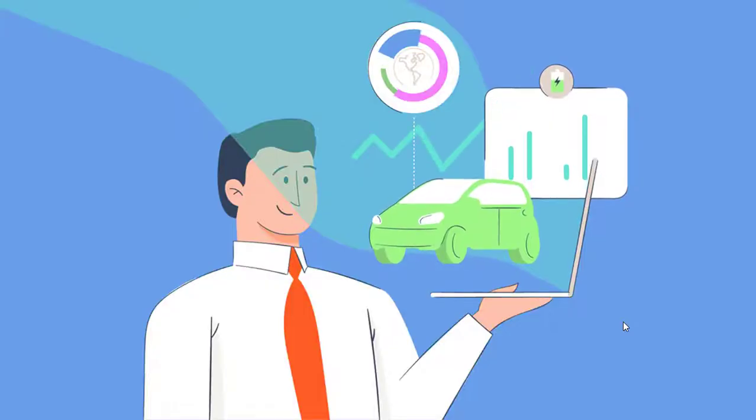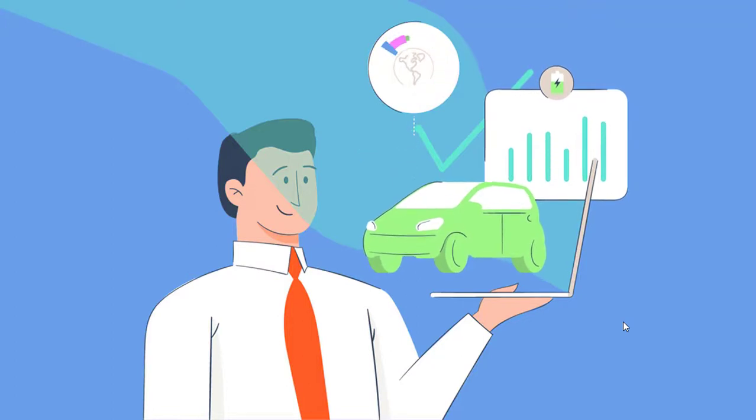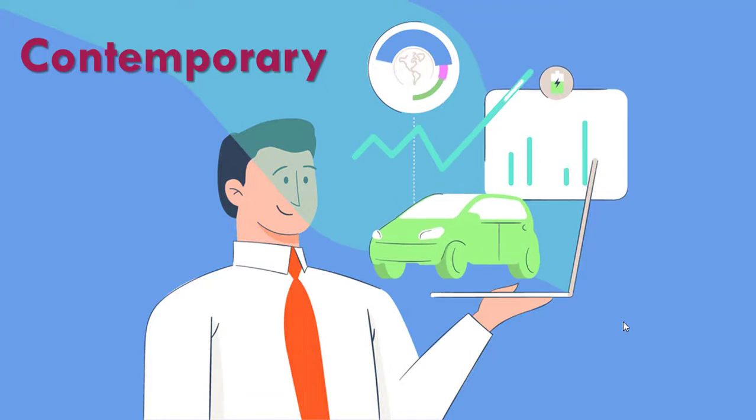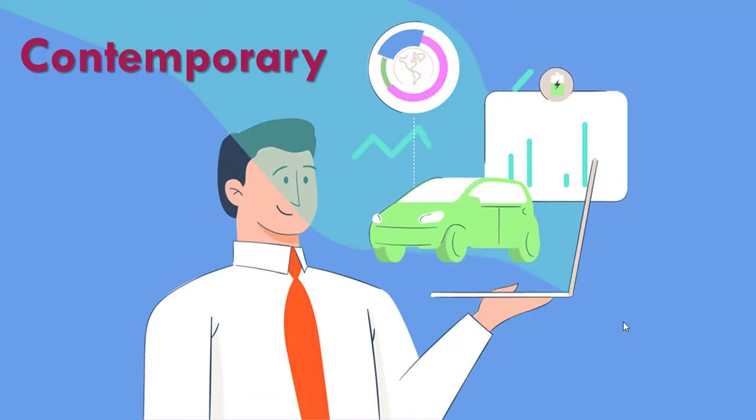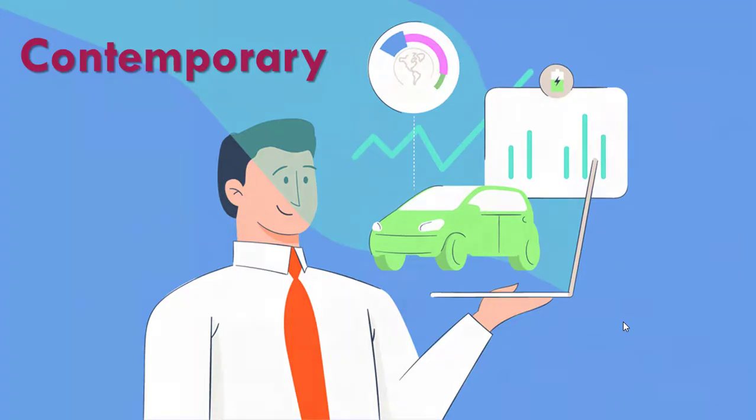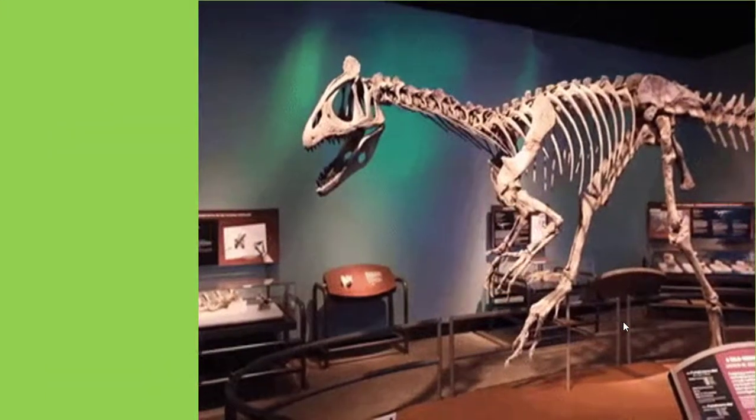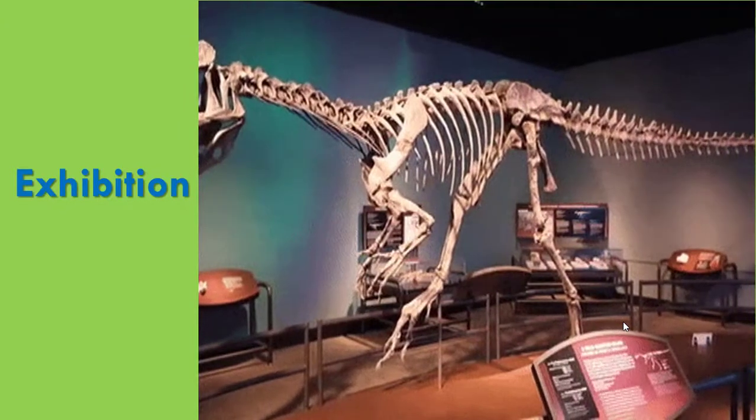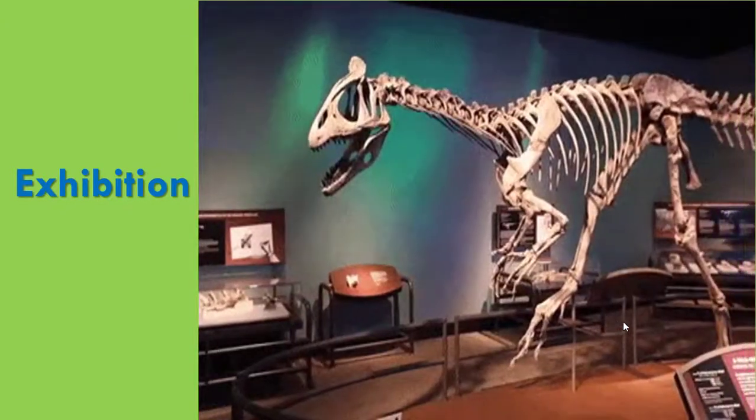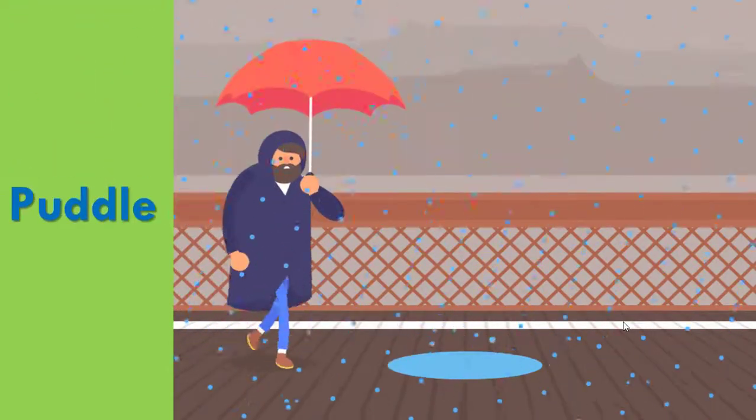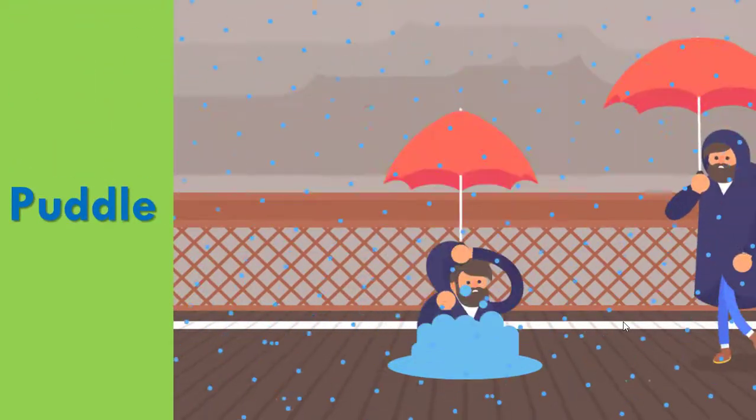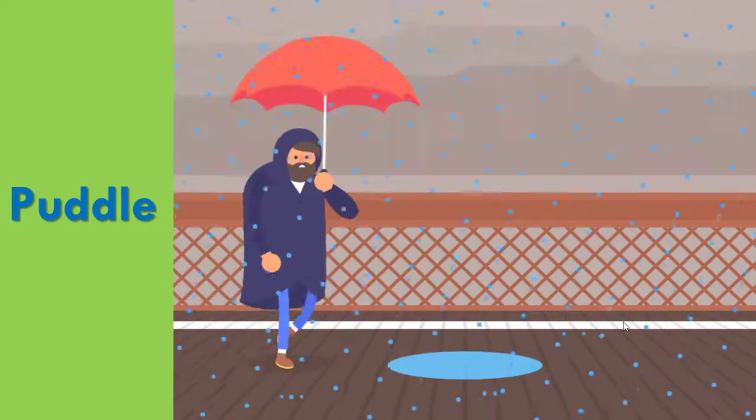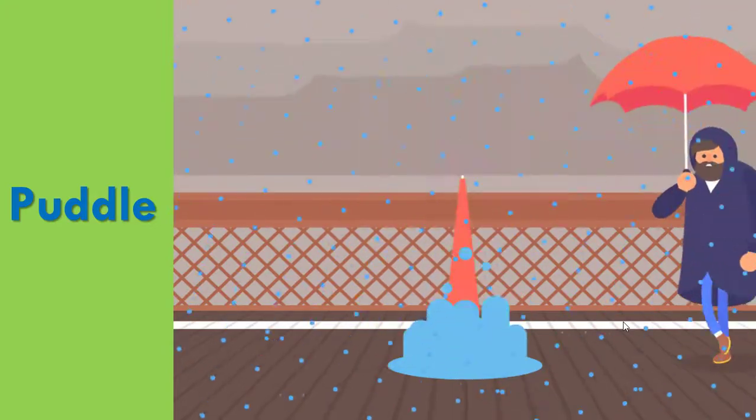Now let's start with the new vocabulary. We have contemporary. Contemporary means modern. It is the opposite of ancient. This is exhibition. Exhibition is a place where works of art are demonstrated. This is puddle. Puddle means a small body of standing water, especially if it is rainwater or other liquid.